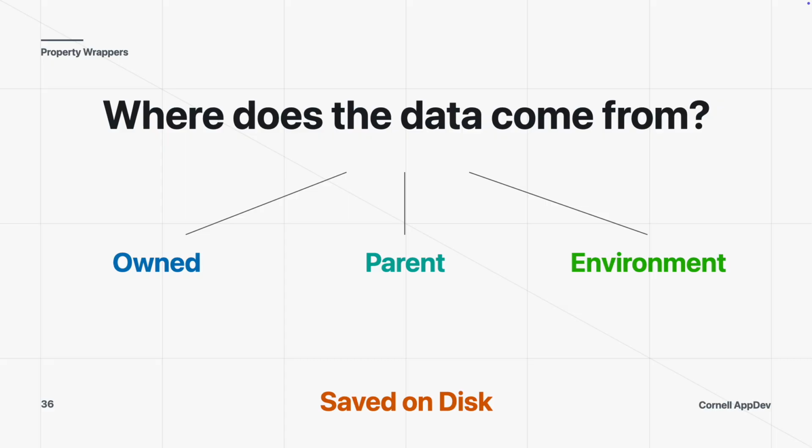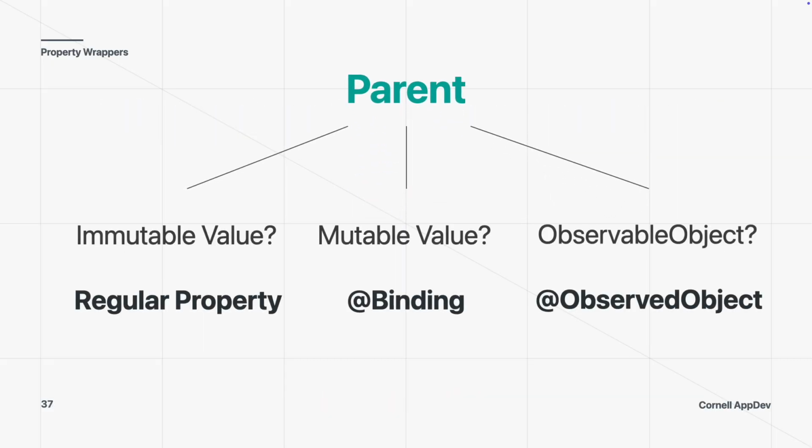And then if the data comes from a parent, if it's an immutable value, same thing, right? We don't actually need any sort of property wrapper for that. If it's a mutable value, we use @Binding as previously shown, so you can access that parent value. And if it's an observable object, then we simply use @ObservedObject in the same sense that we used binding. So if you have a reference type, you would use ObservedObject, and if you don't, then you would use Binding.